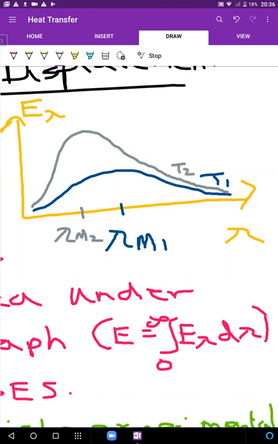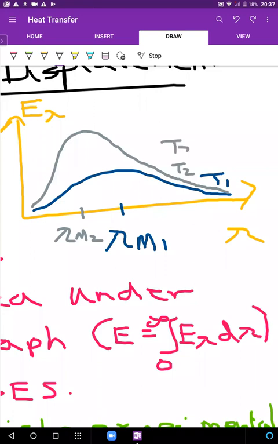And at T3, at an even higher temperature, again the area, I think you get the idea. As you increase temperature, the maxima keeps shifting towards the left and the area keeps increasing. So that is the idea. At an even higher temperature, again the maxima will move to the left and the area will keep increasing. So that is what is happening to this graph.